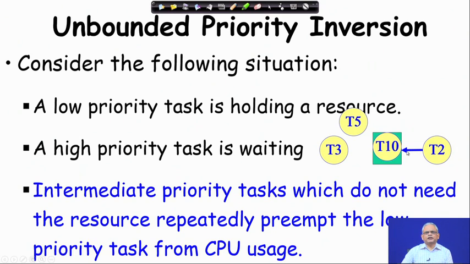Here a simple priority inversion occurs when T 2 is simply waiting for T 10, but then the unbounded priority inversion occurs where tasks which are of lower priority than T 2, they start executing because they are higher priority than T 10, and T 2 undergoes many priority inversions, one due to T 10 initially, then later due to T 5, T 3, T 7 etc.